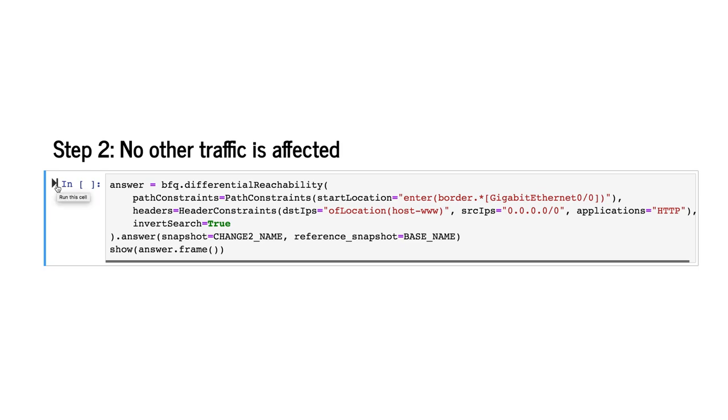As before, to validate that there are no unintended effects, we'll use the differential reachability question to compare our change snapshot against the original. This time, we know some traffic has changed, namely external traffic to the web service. We'll ask Batfish to search for differences that affect any other traffic using the invert search parameter. This directs Batfish to search outside the specified header space instead of within it.